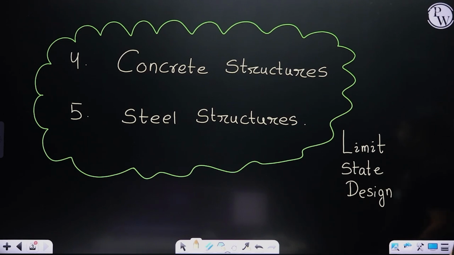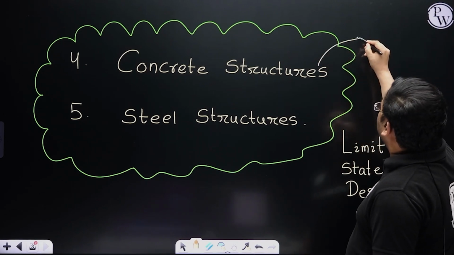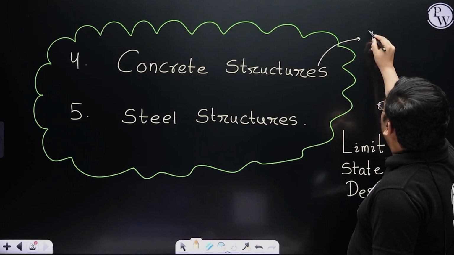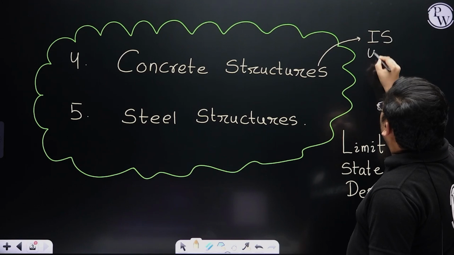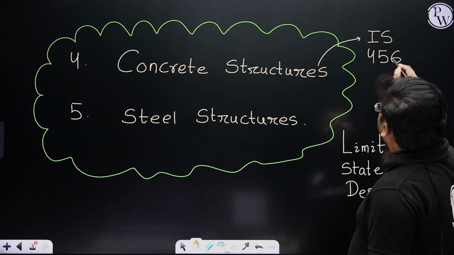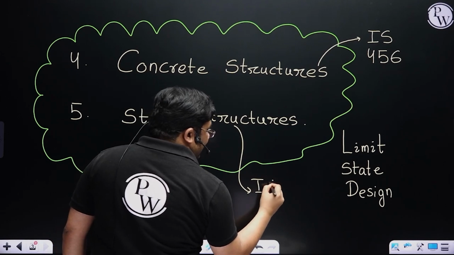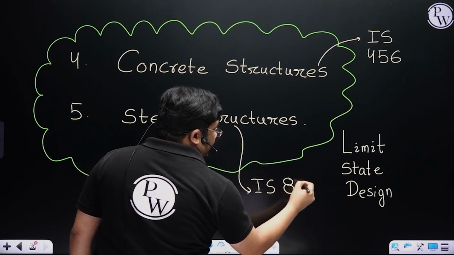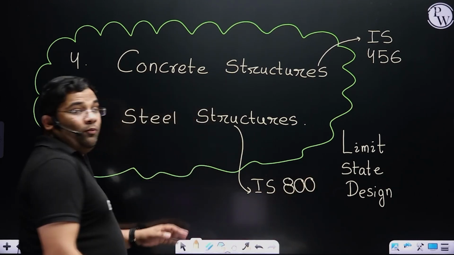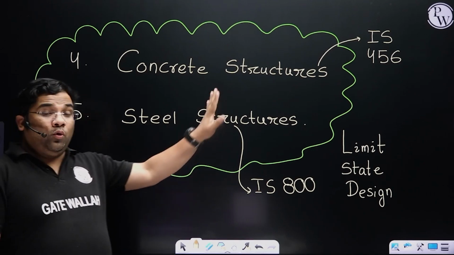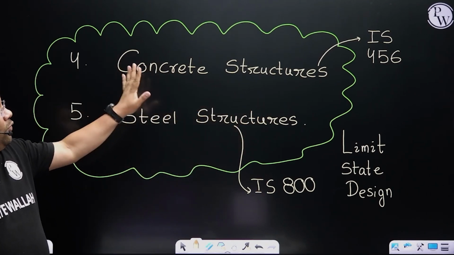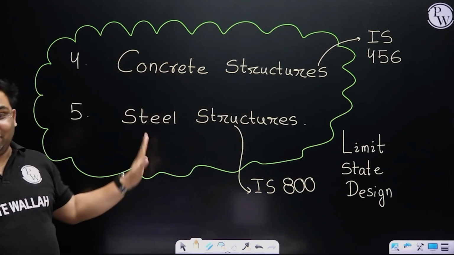For that, you need to follow certain codes. For your concrete structures, you're going to follow what? IS 456. And then for steel structures, you're going to follow what? Your IS 800. So these two codes become very important, and if you have mastered these two codes, then you are thorough with the concrete structures and steel structures.